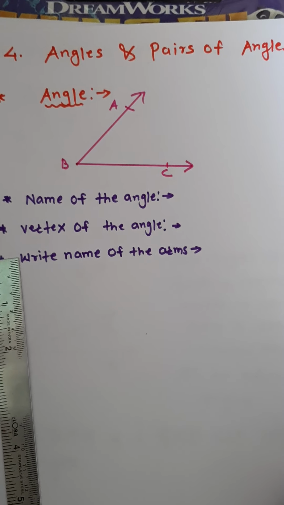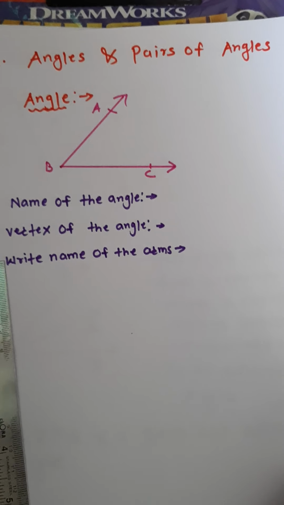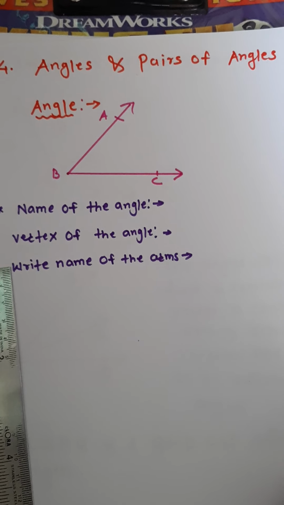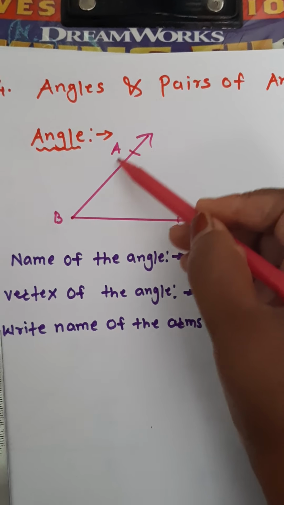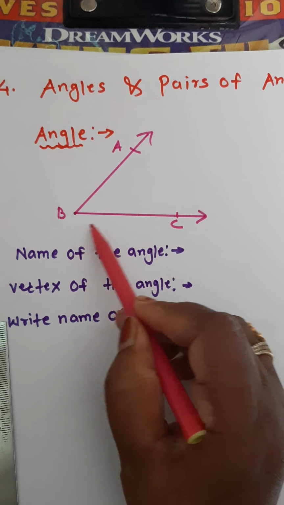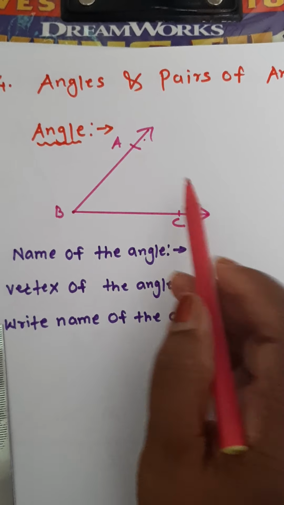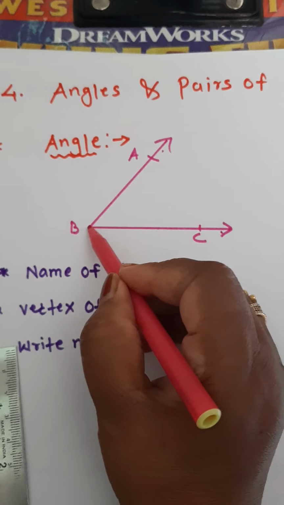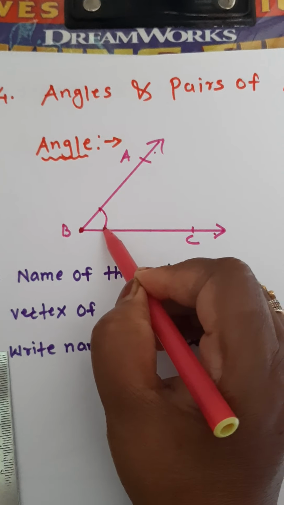Let's see lesson number 4, angles and pairs of angles. Now what is meant by angle? Angle is a geometrical figure, see here, AB and BC, or you can say BA and BC. These are two different rays and they meet each other at the same point B and the figure of an angle is formed.